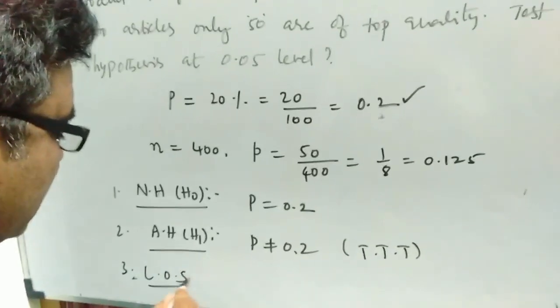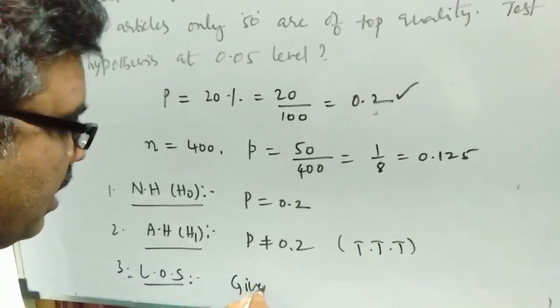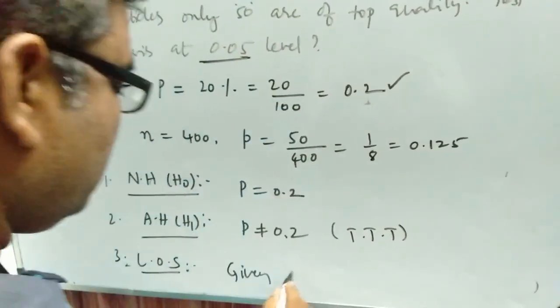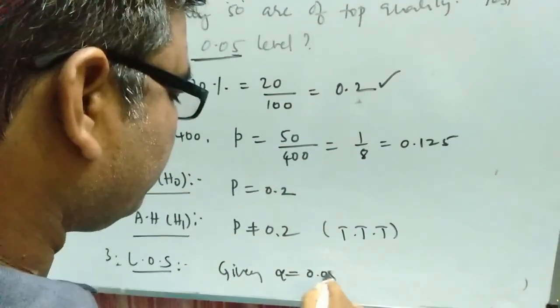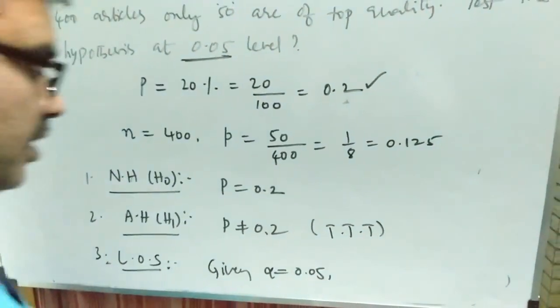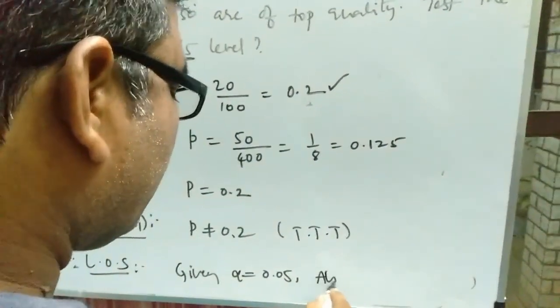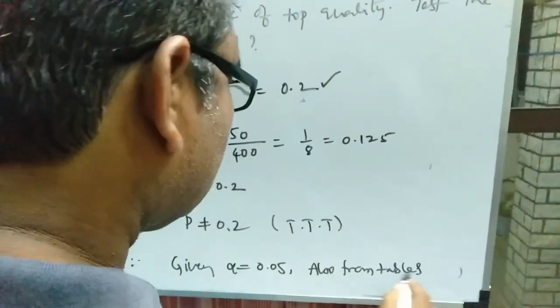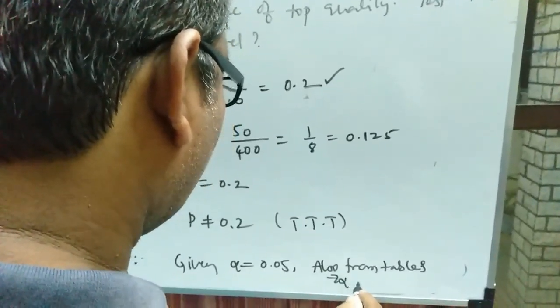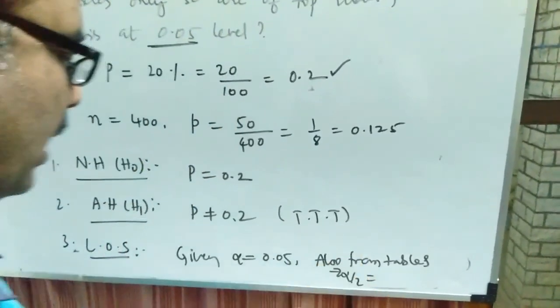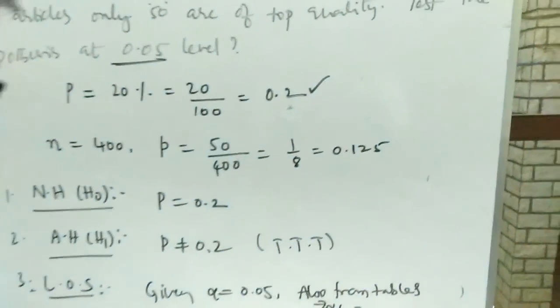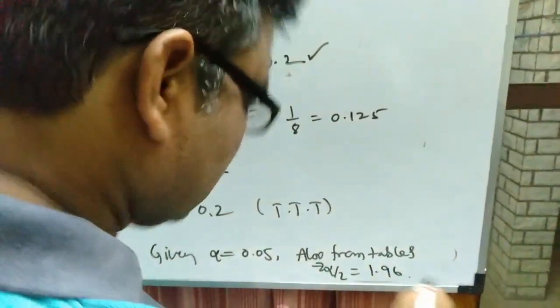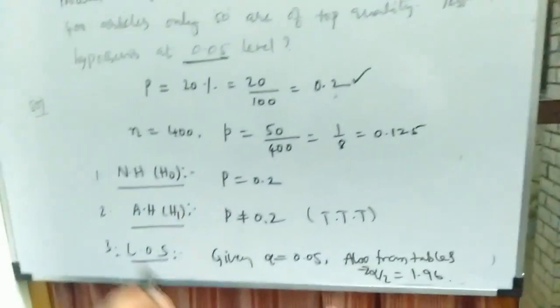Third one, level of significance. Already given alpha is equal to 0.05, 5% level of significance. And also from tables, z alpha by 2, because it is a two-tailed test. For 5% level of significance from the table it is 1.96.